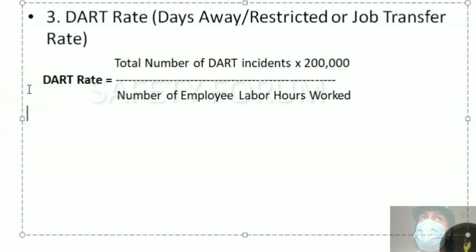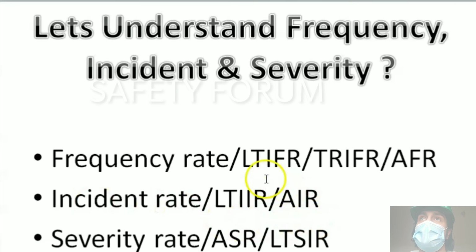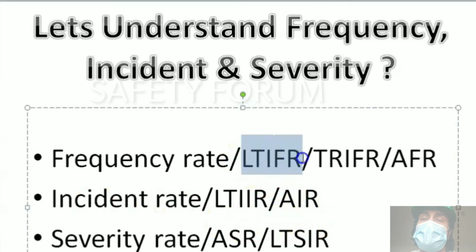And I forgot to mention one more thing. We have seen some terms like LTIFR, the lost time injury frequency rate, and the total recordable injury frequency rate. In LTIFR, it is normal lost time injuries only. But when you talk about the total recordable injury frequency rate, it includes all the fatalities and other accidents, everything. We have to calculate the frequency rate for them also.